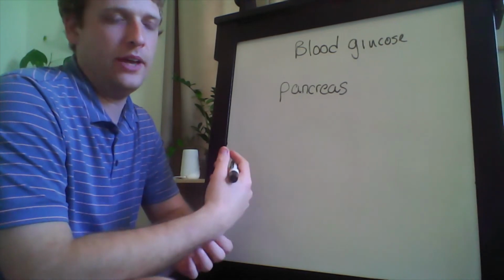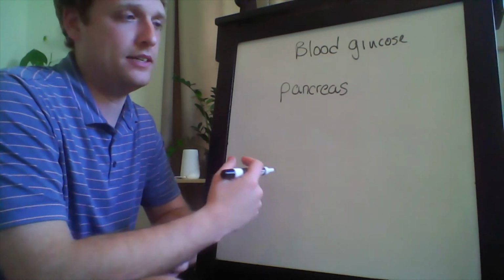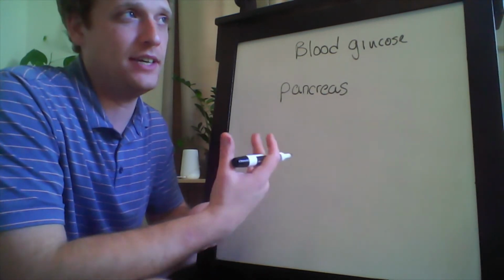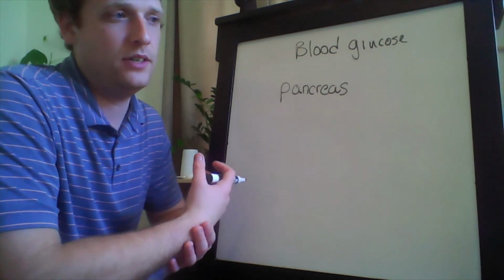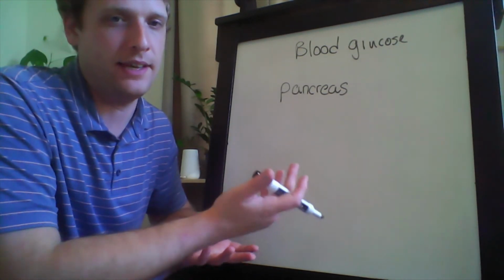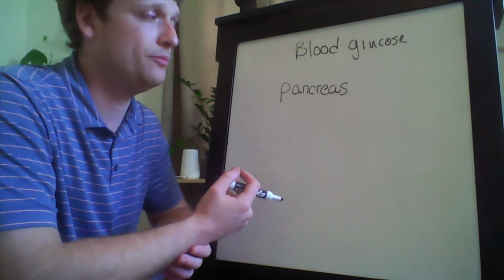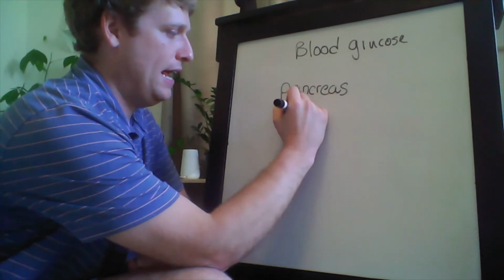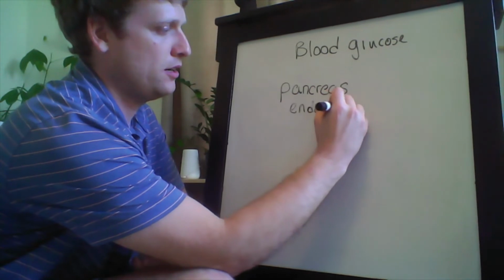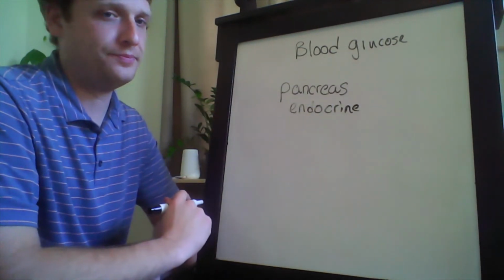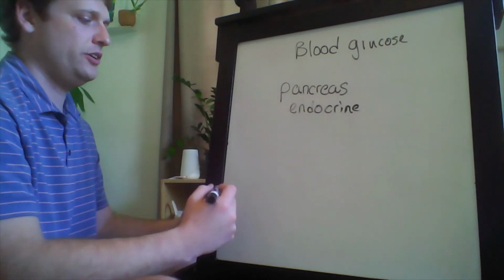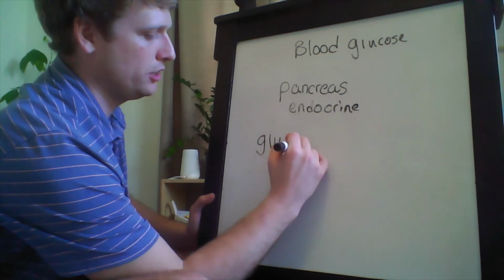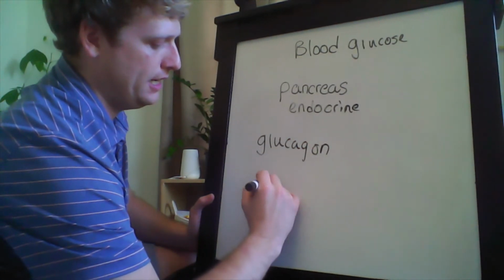So your pancreas is located right around your stomach, and the reason for that is that it's an exocrine organ that makes digestive enzymes. So the pancreas makes certain enzymes that help to break down food. In addition to being an exocrine organ, it's also an endocrine organ, meaning that it produces hormones. So the hormones that your pancreas produces, the two that we're going to focus on, are called glucagon and insulin.